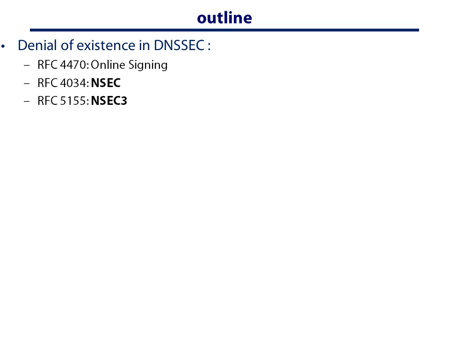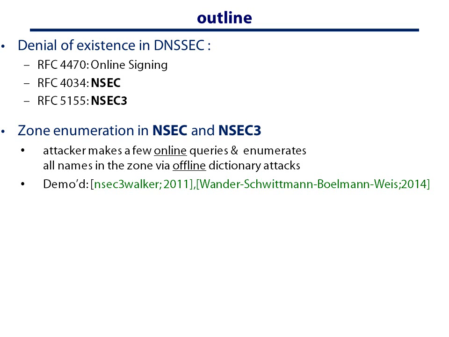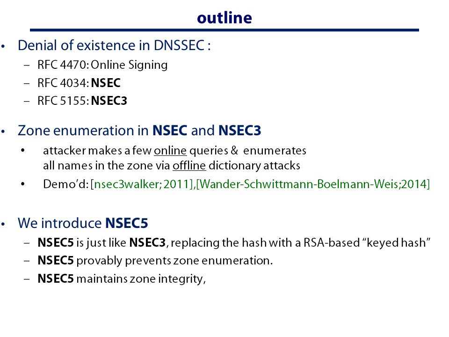RFC 4470 recommends online signing. Alternatively, there's the NSEC solution, and alternatively to that, there's NSEC3. Now, NSEC and NSEC3 are known to be vulnerable to zone enumeration. Zone enumeration is when an attacker makes a small number of queries to a name server without knowing what names are present in the zone, and then uses the information in those online queries to learn all the names that are present in the zone, to enumerate all the names in the zone. Usually this zone enumeration takes place using offline dictionary attacks. And these attacks are not just theoretical, they've been demonstrated on live zones. And this is actually why we introduced NSEC5.